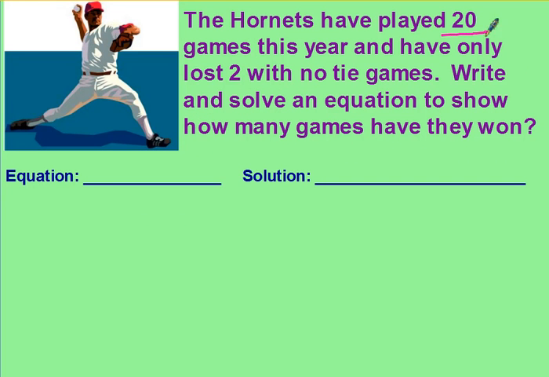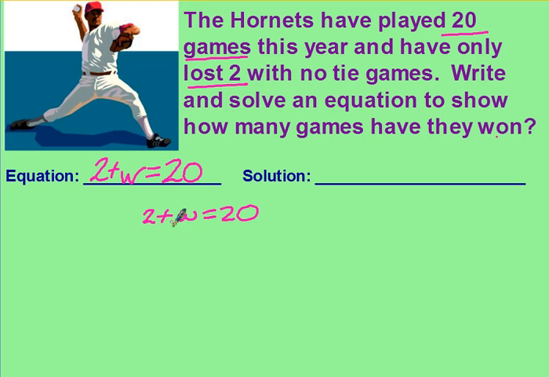The Hornets have played 20 games this year and have only lost 2 with no tie games. Write and solve an equation to show how many games they have won. So think about it. If you don't have any tie games, then your losses plus your wins will equal your total. So if 2 losses plus, we don't know how many wins, but we do know that there's a total of 20 games. So let's work that one. 2 plus W equals 20.